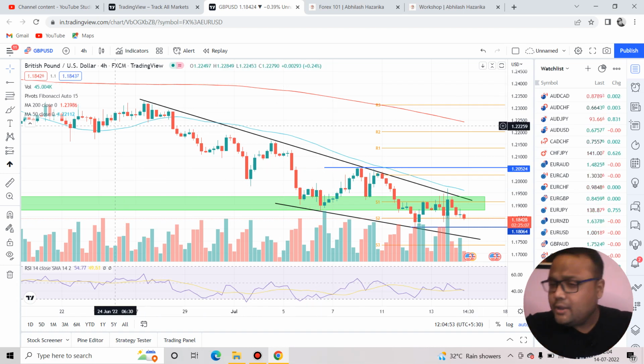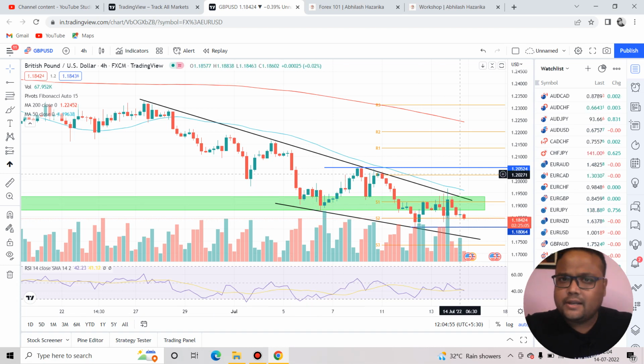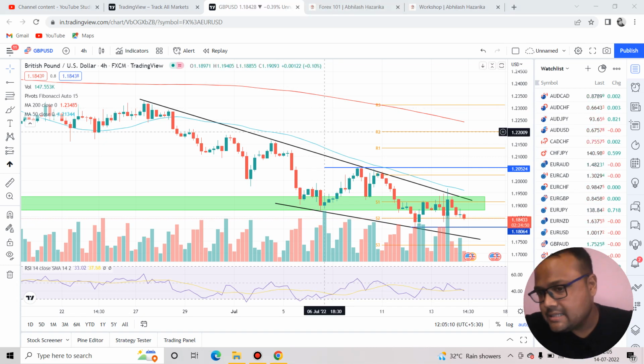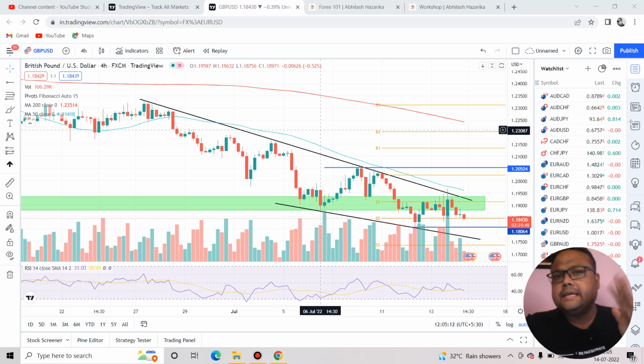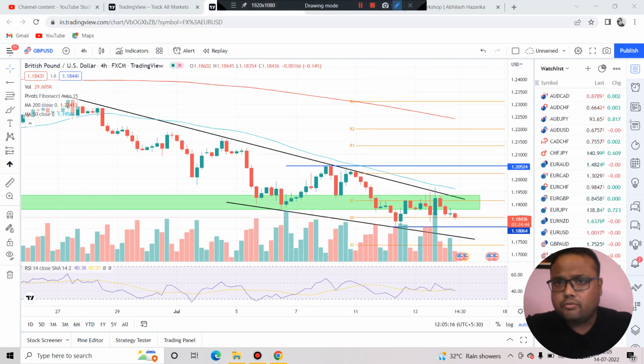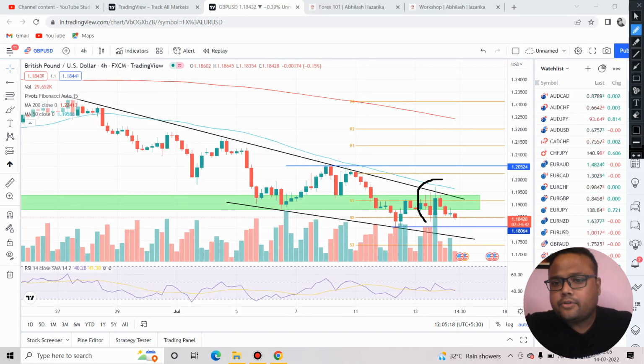If we look at the overall trend of GBP USD here, then obviously there is no doubt that the market is in a downtrend, and the market is under the dominance of sellers. Yesterday during the CPI, GBP USD tried to move up, but as per our expectation, and we have been discussing the trend line, the trend line acted as resistance and we saw price rejection from the trend line.